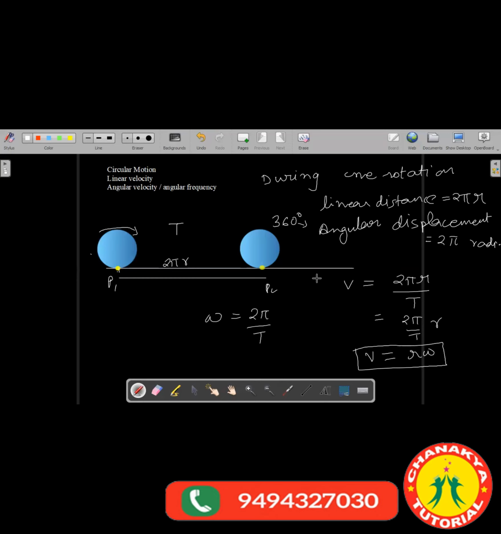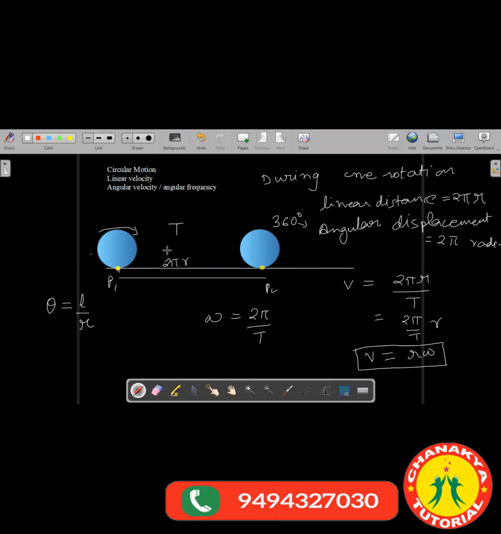In the same way, we can obtain it by some other method also. See, we know the formula of theta. We know that theta can be measured as the length of arc by radius. This is how we measure the angular displacement. Angle theta in radian is measured as length of arc by radius.